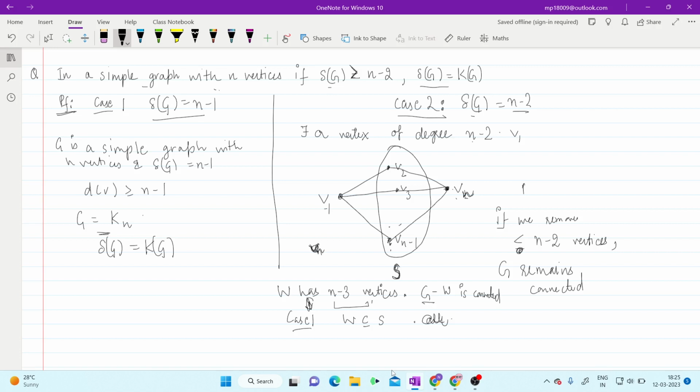Therefore we see that if we remove n minus 3 vertices, this graph is connected, and therefore G is n minus 3 connected. But removal of these two vertices makes this graph disconnected. G is n minus 3 connected, but G is not n minus 2 connected.